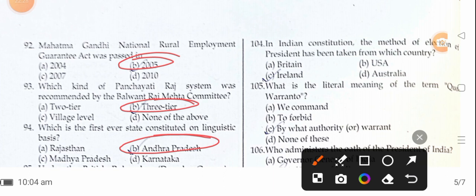In the Indian Constitution, the method of election of the president has been taken from which country? Ireland. And DPSP, the Directive Principles of State Policy, has also been taken from Ireland. The method of election of the president has also been taken from Ireland. The concurrent list has been taken from Australia. What is the literal meaning of the term quo warranto? It means by what authority or warrant.